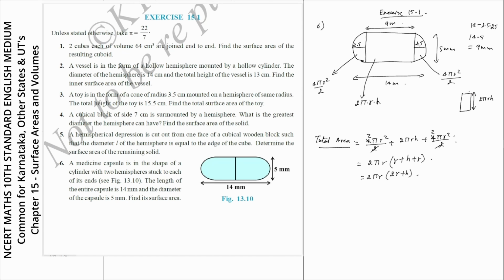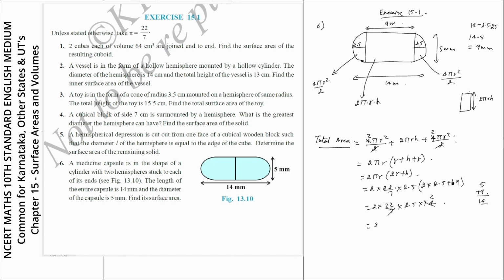Now substitute the values of pi, r and h here. So 2 pi is 22 by 7, r is 2.5. So here into 2 into 2.5 plus h, which is 9 millimeter. So 2 into 22 by 7 into 2.5. Double of 2.5 is 5. So 5 plus 9 is 14. So into 14 I'll get. So 7 1s are 7, 7 2s are 14.